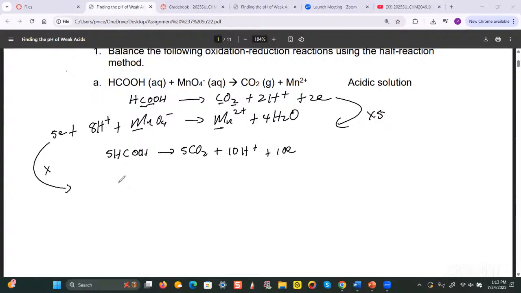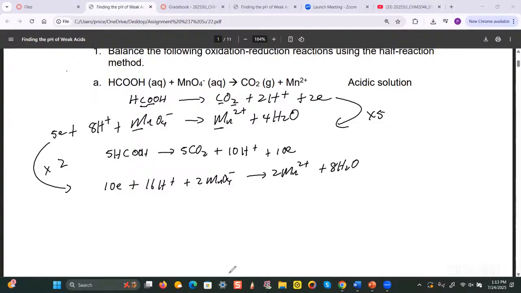And then for this one, it's multiplied by 2. So that would be 10 electrons plus 16 hydrogen ions plus 2 MnO4 minus. And then on the right side, you're going to have 2 Mn2 plus and 8 H2O. All right? What's the next step? Add them together.